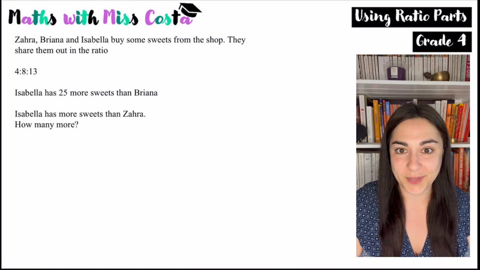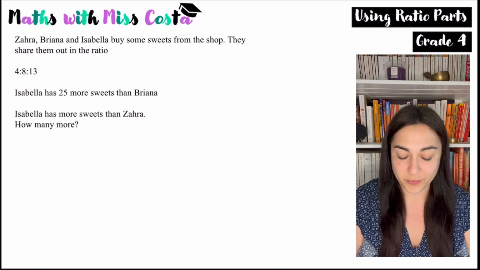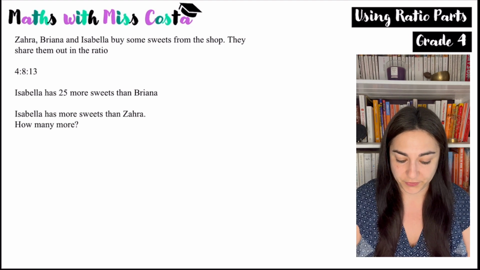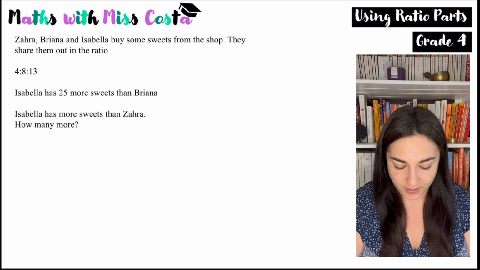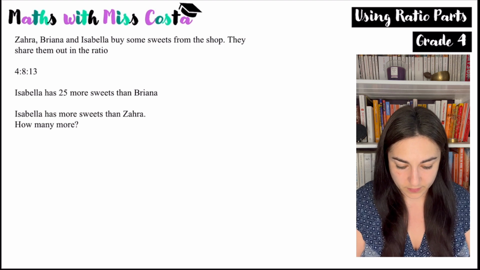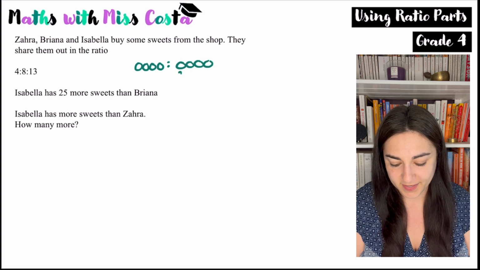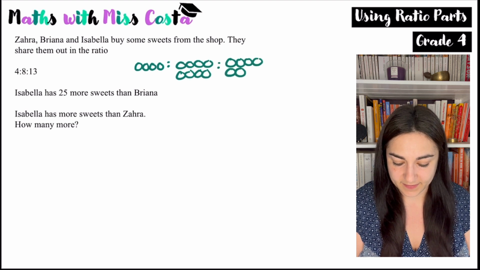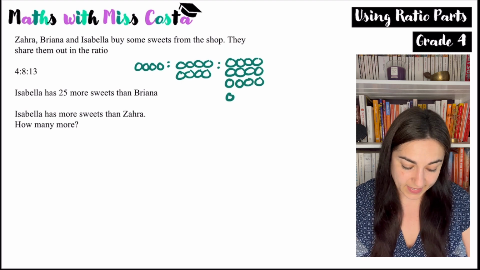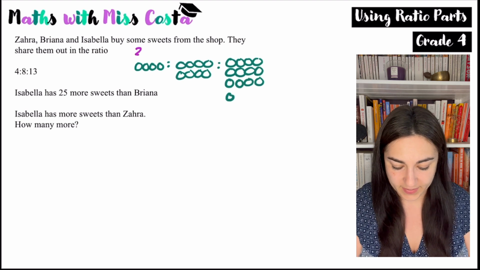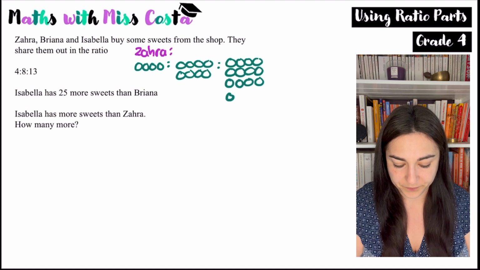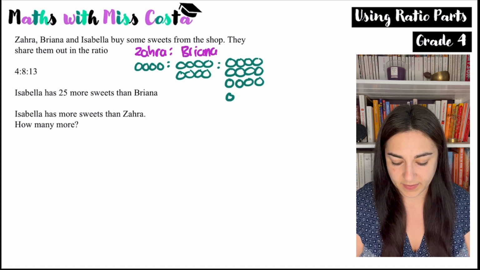Okay, so a ratio question in context. Zara, Brianna and Isabella buy some sweets from the shop. They share them out in the ratio 4 to 8 to 13. So 1, 2, 3, 4 parts to 8 parts to 13 parts. Okay, so let's just write their names. So Zara, Brianna and Isabella.